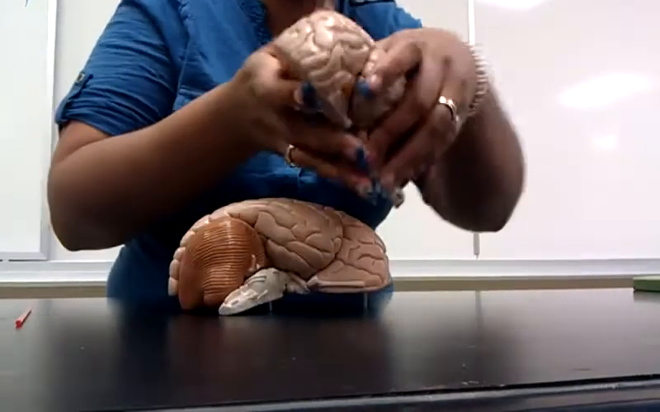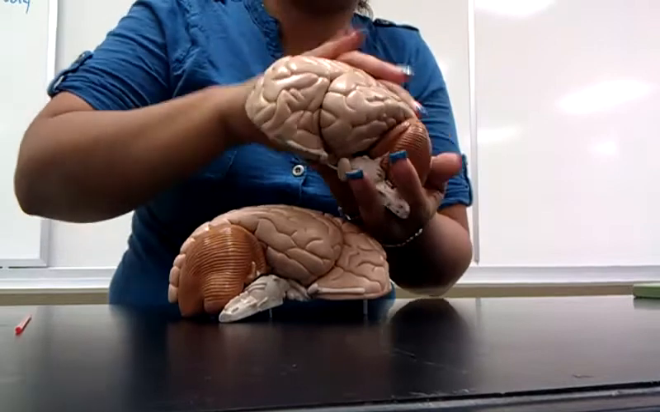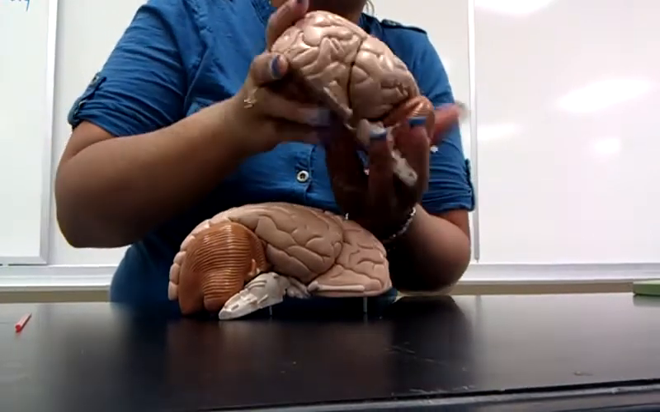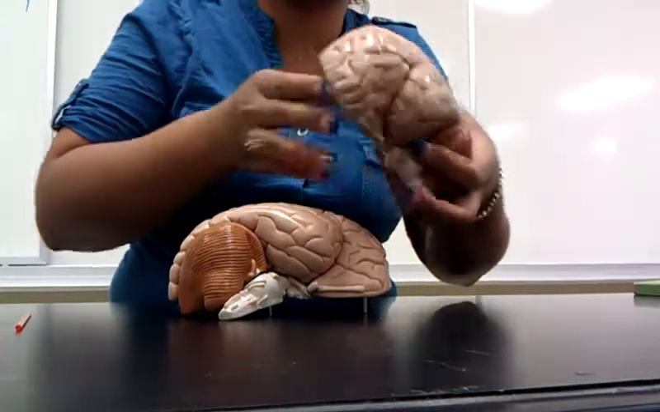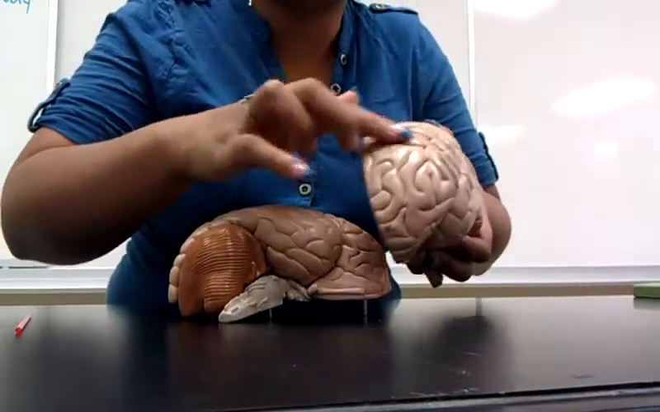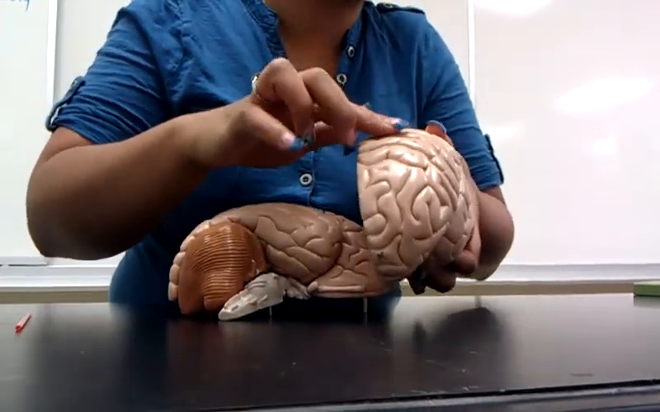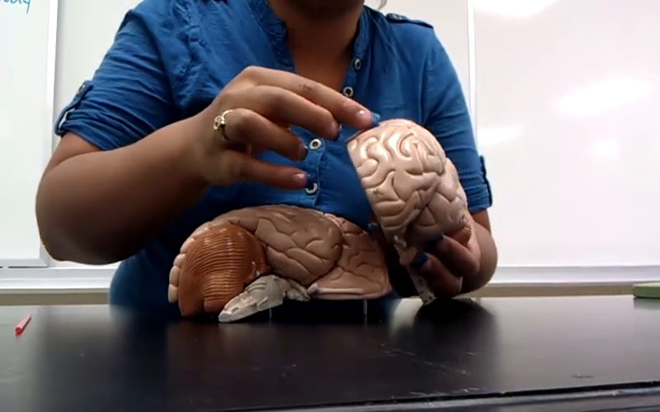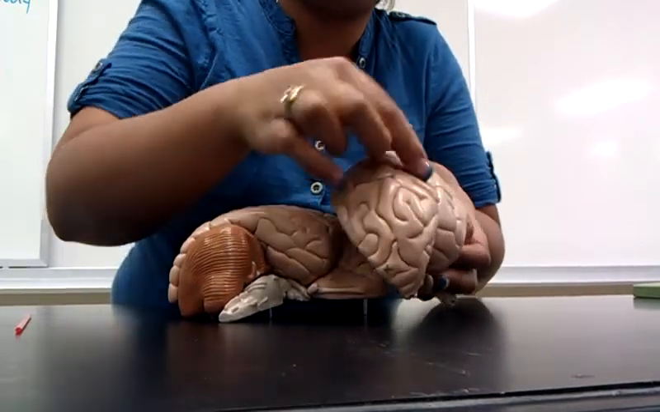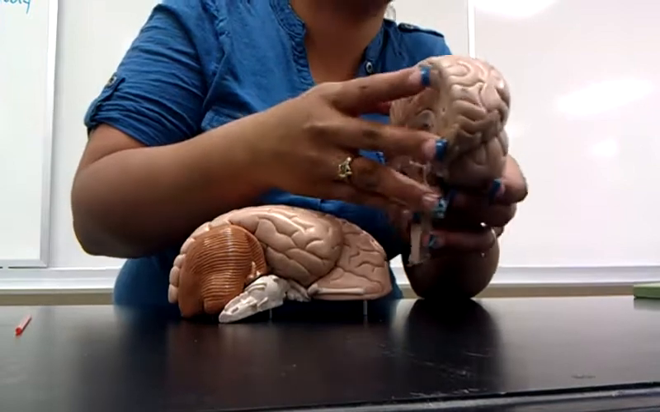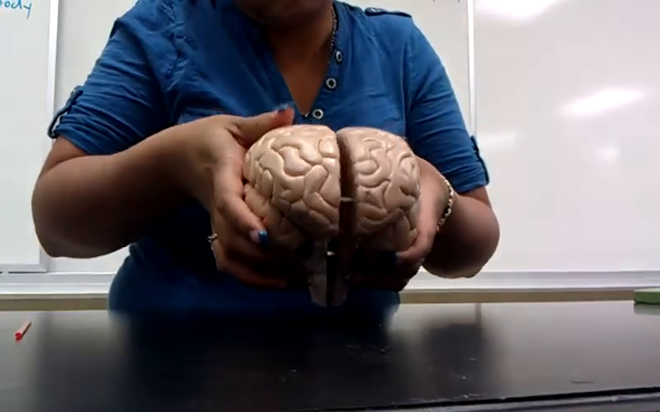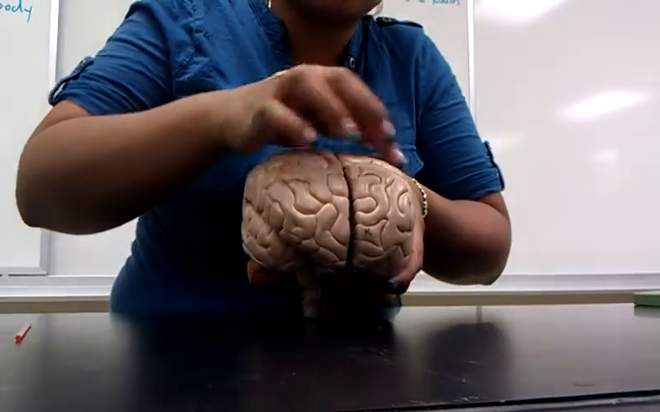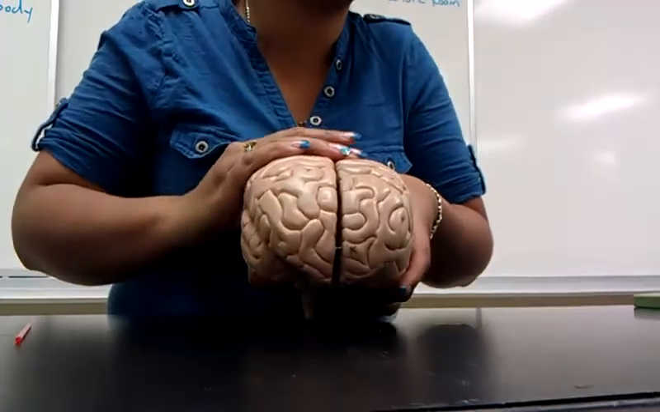Your cerebral cortex is your superficial surface of the brain. You have your gyri. Your gyri are the bulges. Your sulci are the grooves of the brain. Your central sulcus separates the frontal and the parietal lobes.